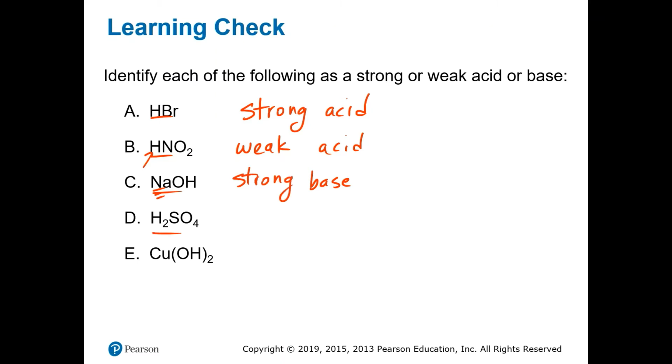H2SO4 is again clearly an acid because it has hydrogen ions at the beginning, and this is one of the examples of a strong acid. The last example is copper hydroxide, Cu(OH)2. Hydroxide obviously makes this thing a base, but since we're dealing with copper, this is a transition metal. It's not a group 1 metal or even a group 2 metal, and so this is definitely a weak base.